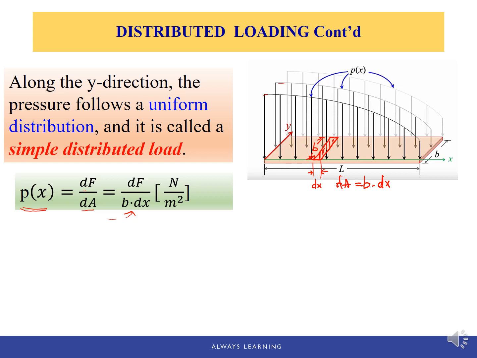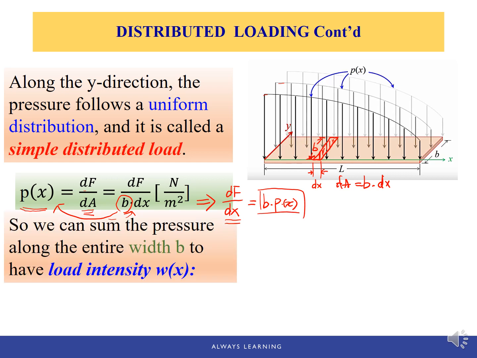And then we can rewrite this equation by moving the value b to the other side of the equation. So we will have dF over dx, force per unit length, equals b, the width of the board, times px, the distribution of the pressure. So now we have force over length instead of force over area. We're going to give this term a name, which is called the load intensity, and we use the symbol W.